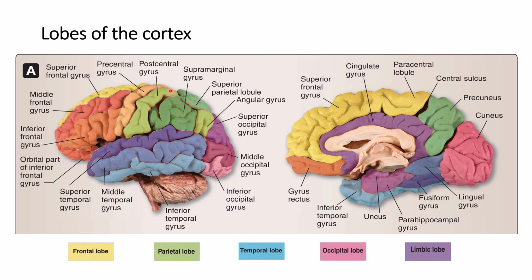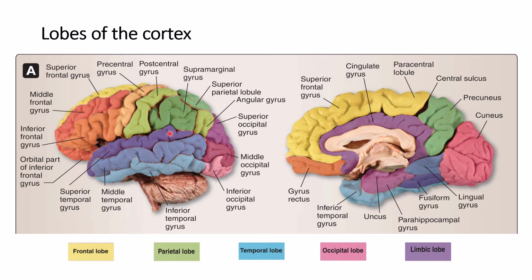Then there is the parietal lobe. So this is posterior to the central sulcus. You see that this gyrus is called the postcentral gyrus, and again an important area of the brain. You also have the supramarginal gyrus, superior parietal lobe, and angular gyrus.